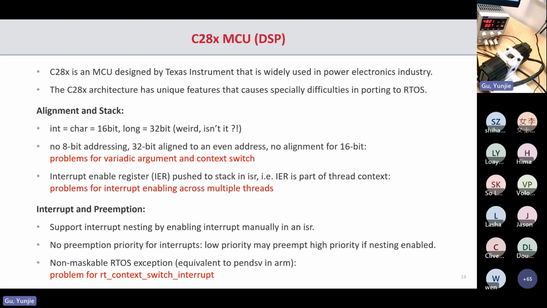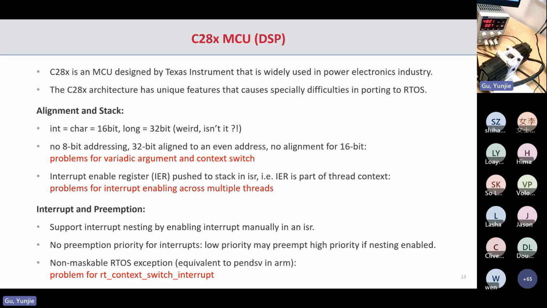The second is the interrupt enable register. This register is pushed to the stack in the interrupt service routine, which means this register is part of the context. So if you enable one interrupt in one thread and you switch to another thread, then this interrupt becomes disabled, because it is carried with the thread. It does not carry the thread.